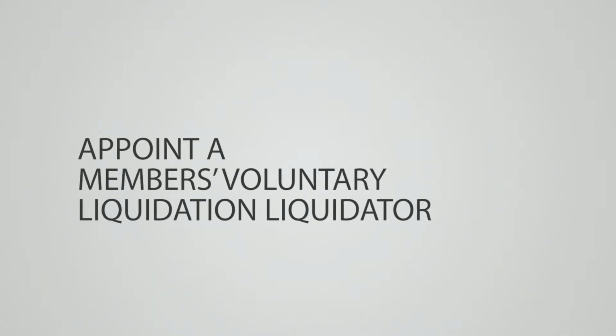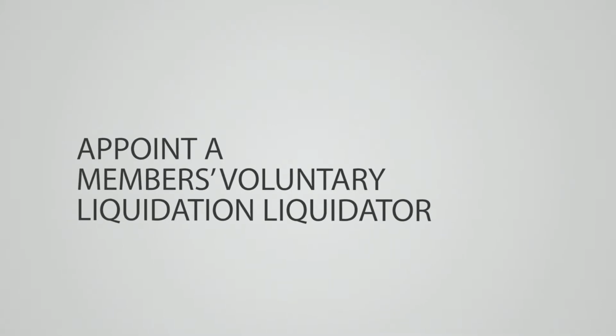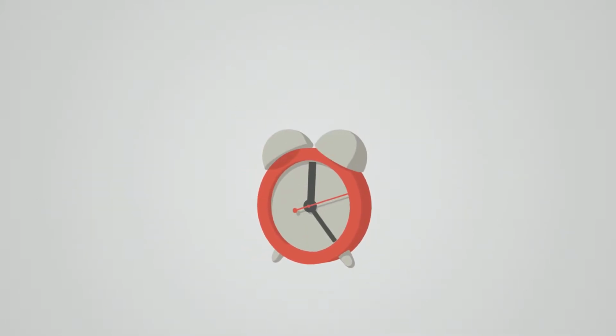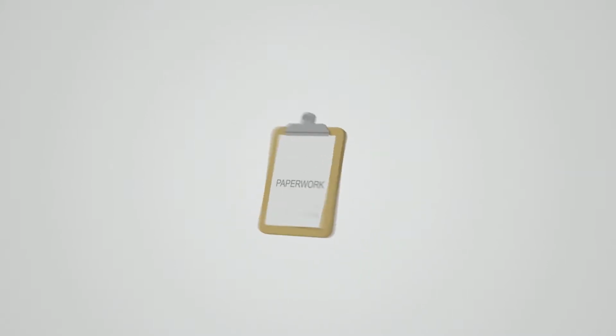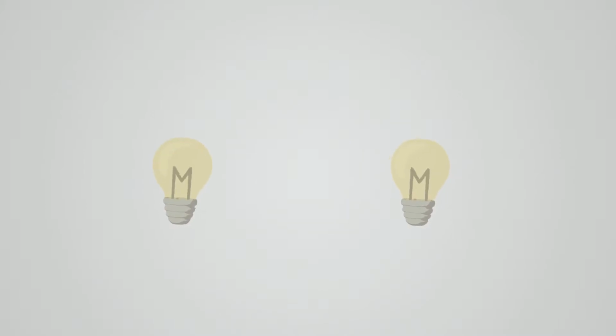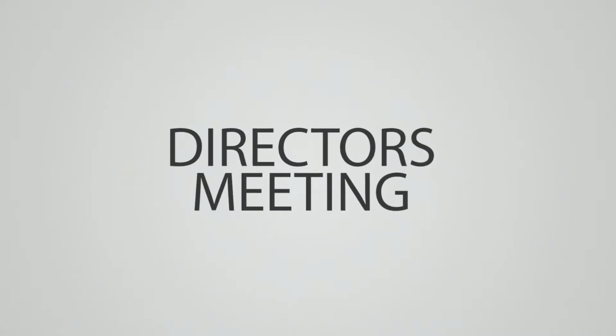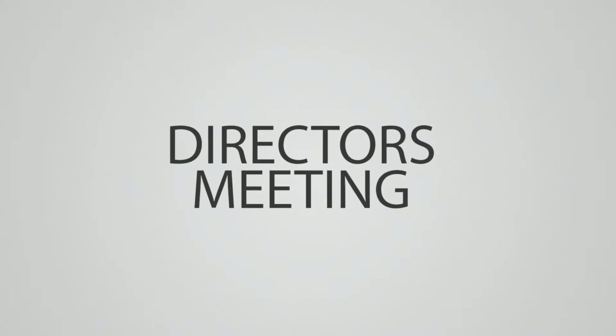Step 2. Appoint a member's voluntary liquidation liquidator. Once the preparation is complete and the company is ready to be placed into members' voluntary liquidation, a liquidator must be appointed to draft the necessary paperwork. This usually involves 2 meetings. 1. A directors' meeting to sign the Declaration of Solvency.